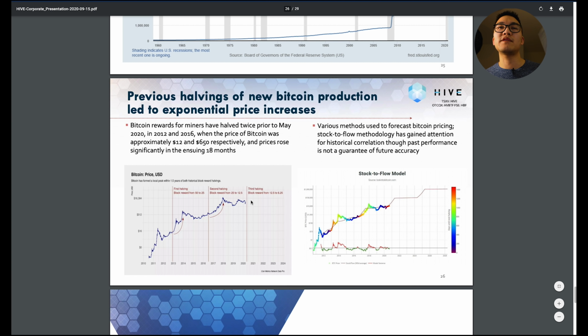So here on Hive's investor presentation, we can see the price of Bitcoin year over year. And this is a logarithmic chart. So you can see in 2010, when Bitcoin first started, it was trading at a few cents.